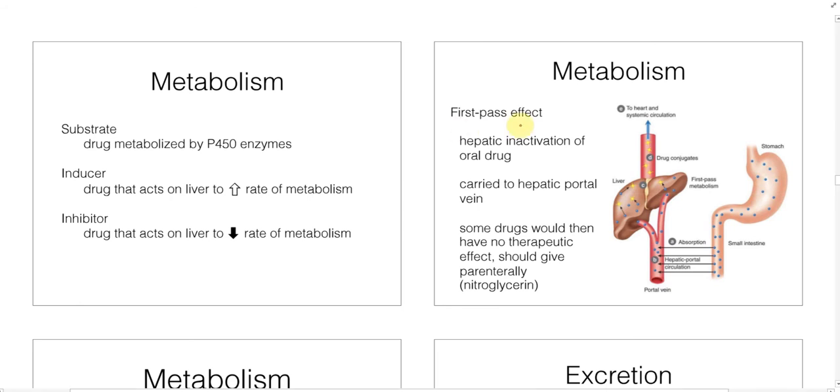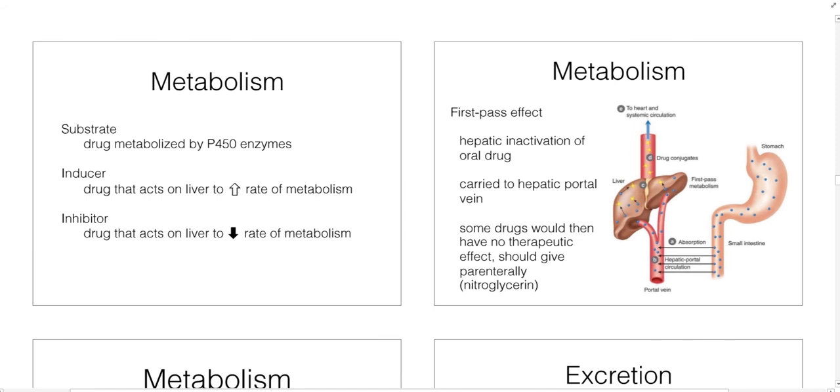The first pass effect is a very interesting effect. So you've got a med that comes down from the mouth into the stomach, does this whole stuff in the stomach. It gets absorbed from the small intestine into the hepatic portal circulation, and from there it goes up into the liver. It gets metabolized, and then it leaves to go into general circulation.